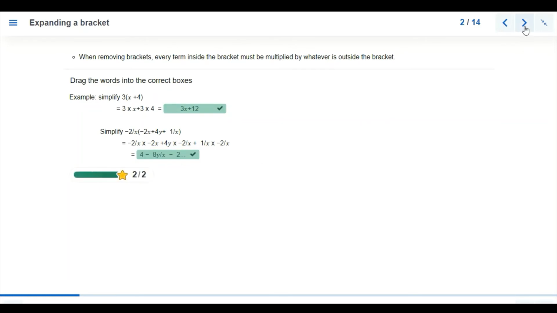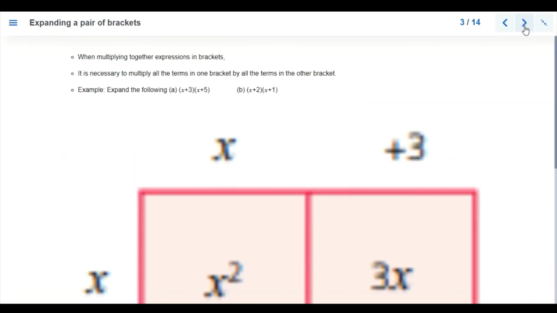Okay, now that leads us to the next slide, which is expanding a pair of brackets. When multiplying together expressions in brackets, it is necessary to multiply all the terms in one bracket by all the terms in the other bracket. So we have an example here. If you want to do this, what we need to do is multiply the first term with the second term. So we multiply x with x plus 5, and we multiply plus 3 with x plus 5.